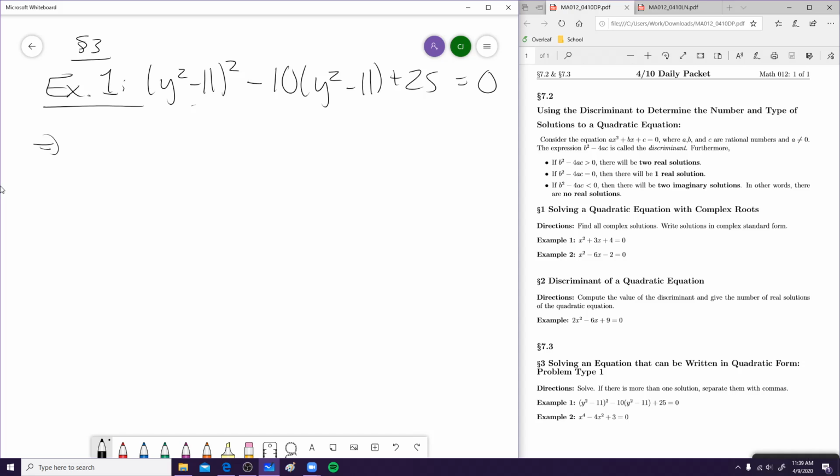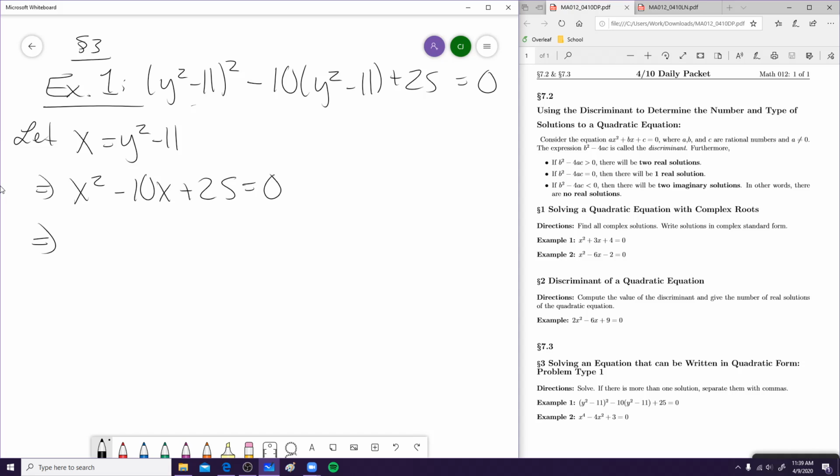So we're going to use substitution. Let x equal y squared minus 11. What happens when I plug in x wherever I see a y squared minus 11? Then I'm left with x squared minus 10x plus 25 equals 0. This I know how to solve. So this did make it more simple.